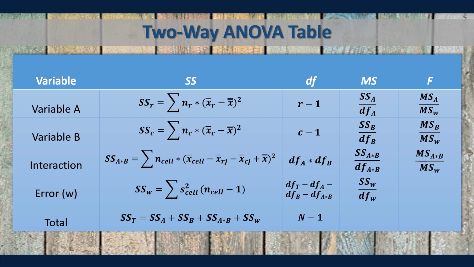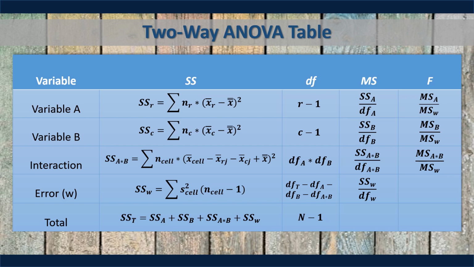The sum of squares, degrees of freedom, mean squares, and F-statistic for the first and second independent variables are practically the same as the one-way ANOVA. The F-statistic for variable A and the F-statistic for variable B tell us whether there's a main effect for either independent variable. The main difference here is the test of the interaction effect.